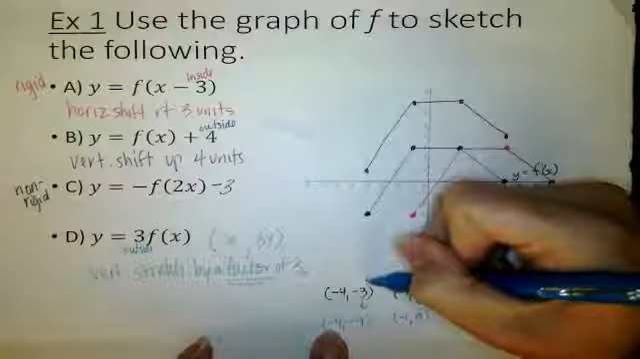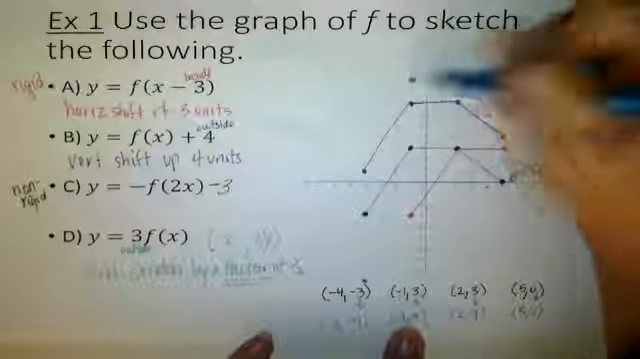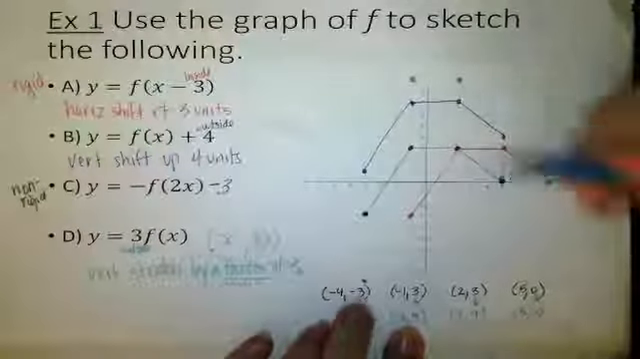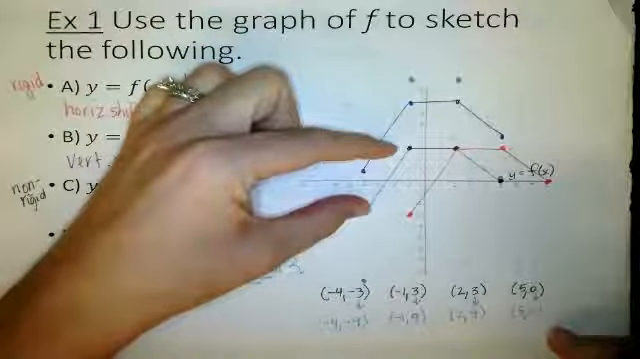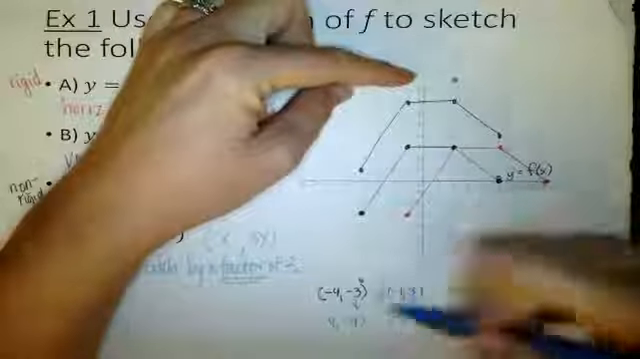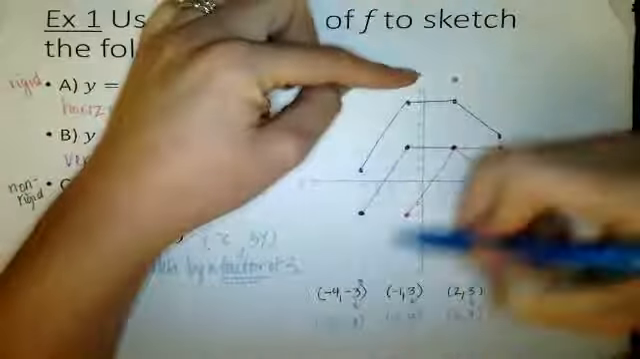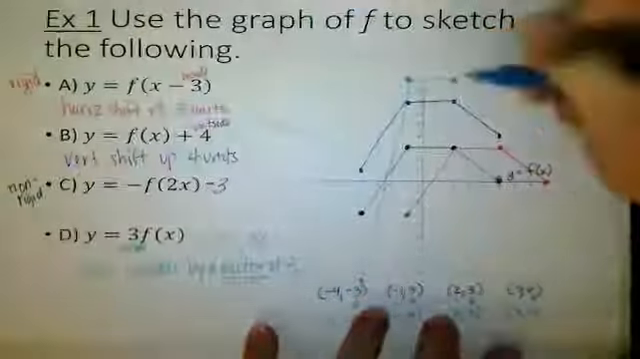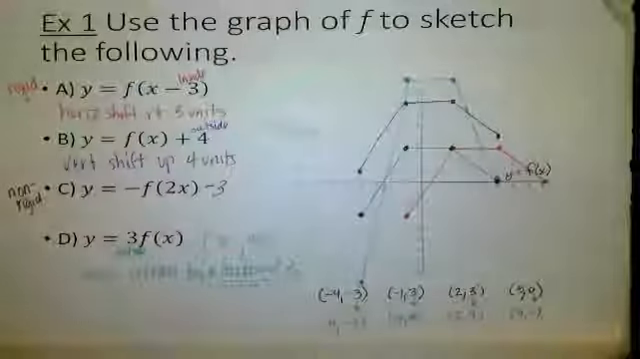So I can plot these points. -4, -9 is like here. -1, 9 is like here. 2, 9. And 5, 0 stays where it is. And you can see, here was our original range, from -3 to 3. And now our range is going all the way from -9 to +9. It's stretched. It's much bigger. Okay, so there is our letter D graph.